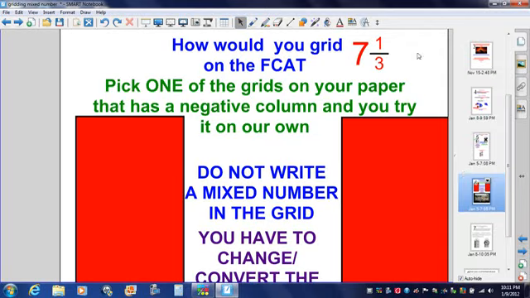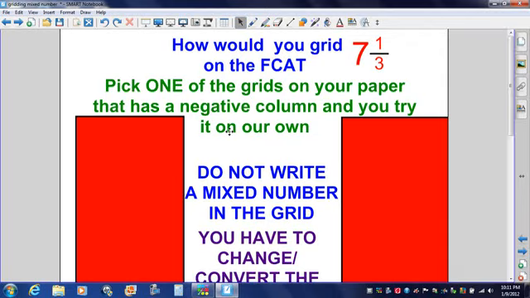All right, now I would like you to try one on your own. How would you grid 7 1/3 on the FCAT? Pick one of the grids on your paper that has a negative column, and you try it on your own. No, that gets really annoying. I will be right back, BRB, and we'll see if you got it right. So try it on your paper.